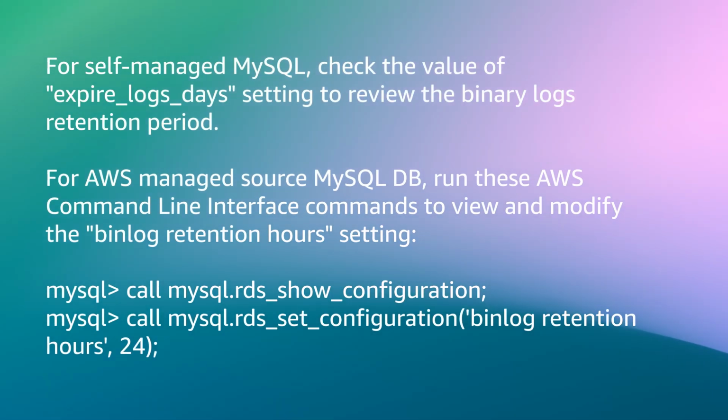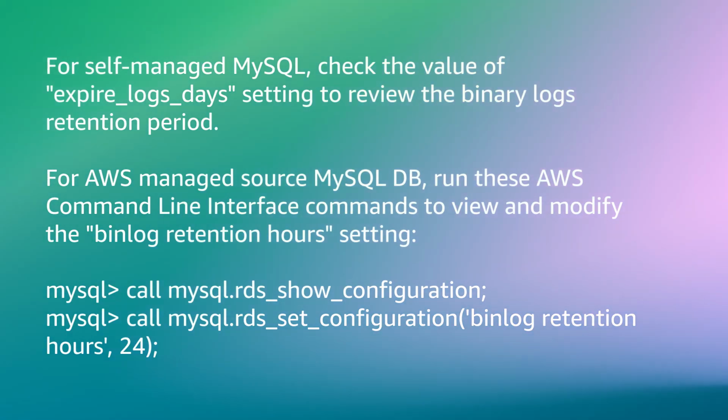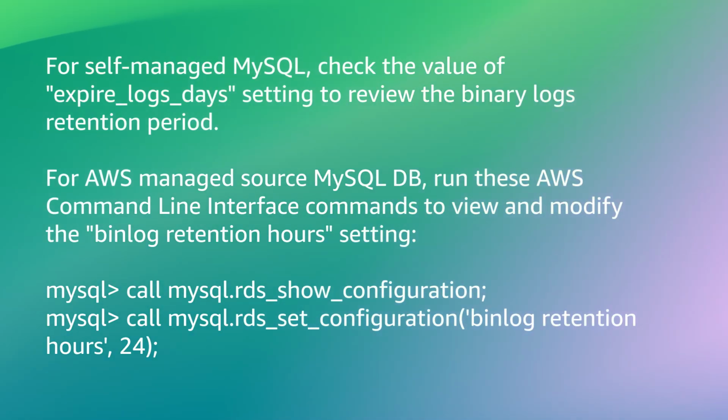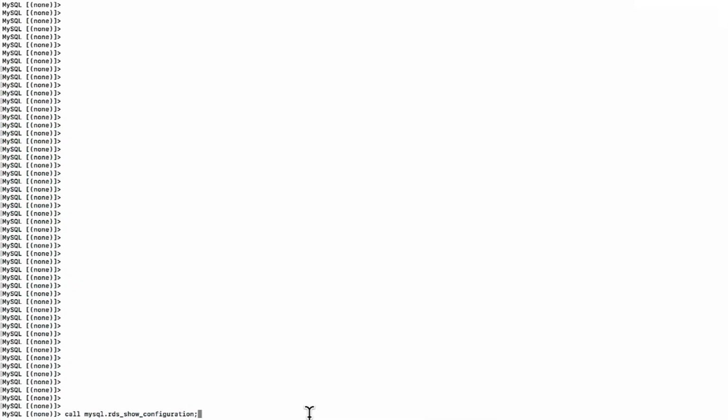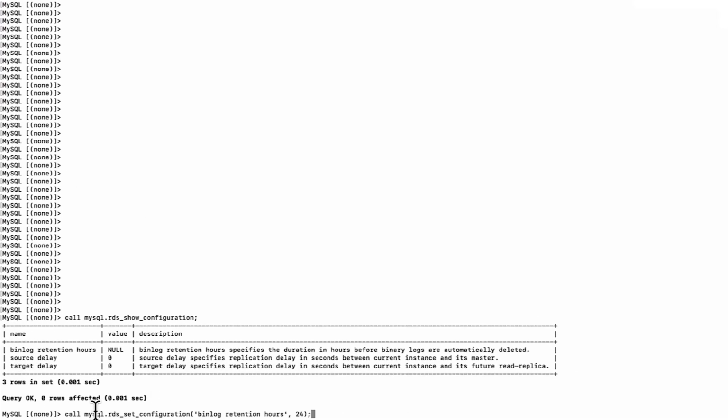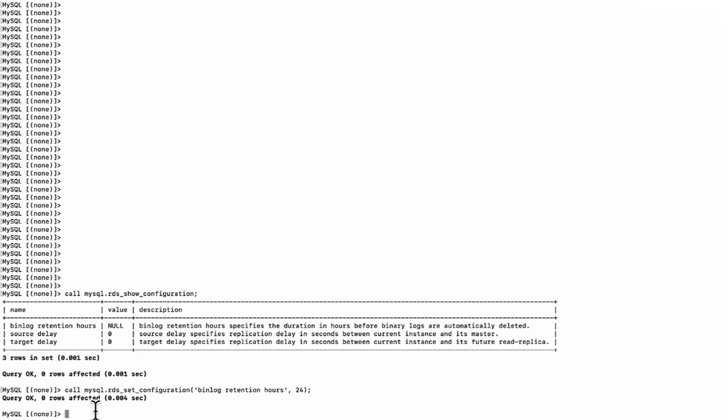For self-managed MySQL, check the value of the expire_logs_days setting to review the binary logs retention period. For AWS managed source MySQL DB, run these AWS command line interface commands to view and modify the binlog retention hours setting. Run mysql.rds_show_configuration to check the binary log retention period in hours. To increase the log retention value, run the mysql.rds_set_configuration command to set the value in hours. After performing the modification, restart the DMS task to run the full load again.